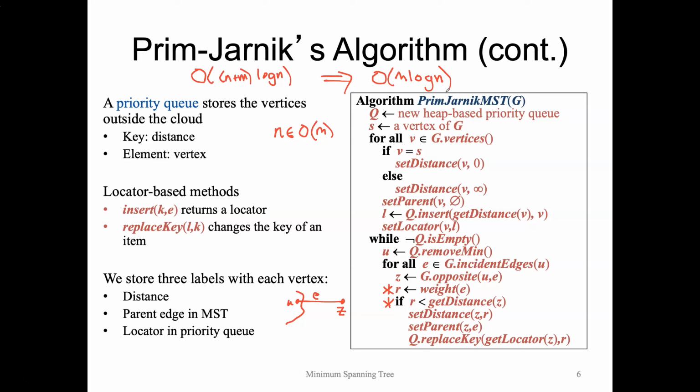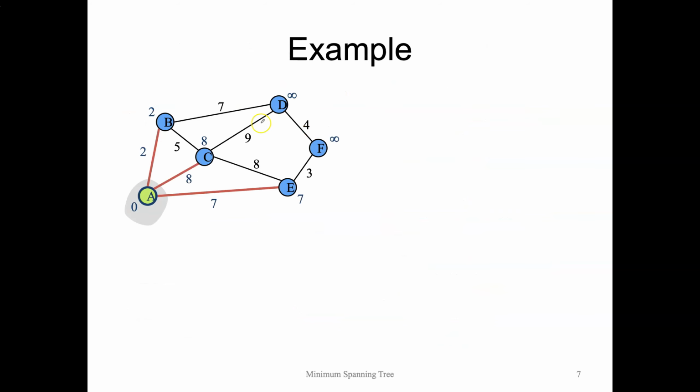Let's see an example of this now on a small graph. So we want to create a minimum spanning tree of this graph following Prim-Jarník's algorithm. We have edge weights associated with each edge here. And we're going to start at any arbitrary vertex, so let's just suppose we start at A. It doesn't matter which vertex we start at.